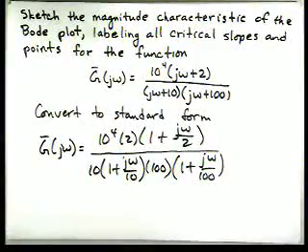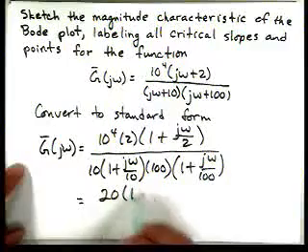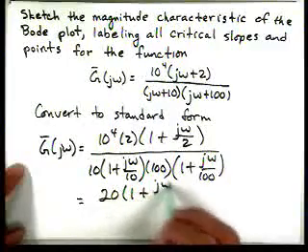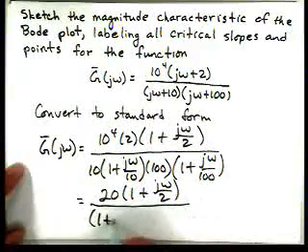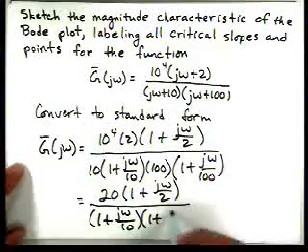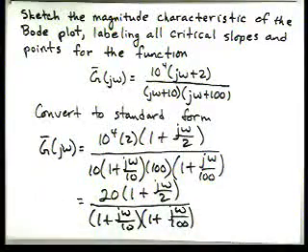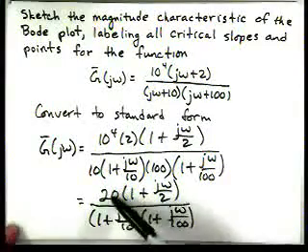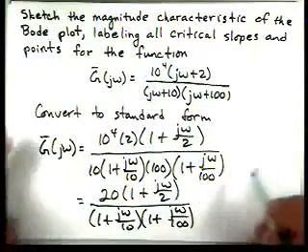So if we go through and look, we have 10 to the 4th, 10 to the 3rd, so this becomes 20 times 1 plus j omega over 2, over 1 plus j omega over 10, 1 plus j omega over 100. Okay, so now we're in standard form, and if you look at the terms here, there's a constant and we have a simple zero. Let's take a little inventory here.